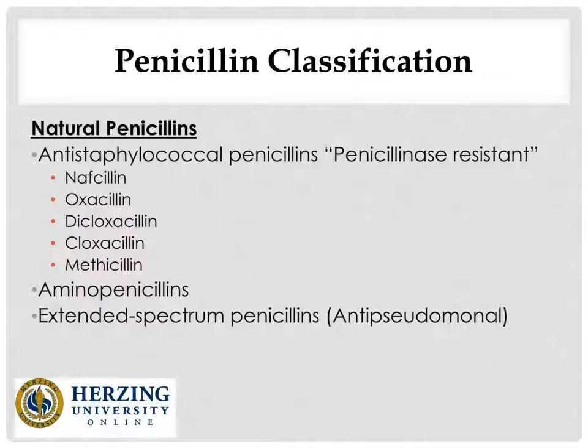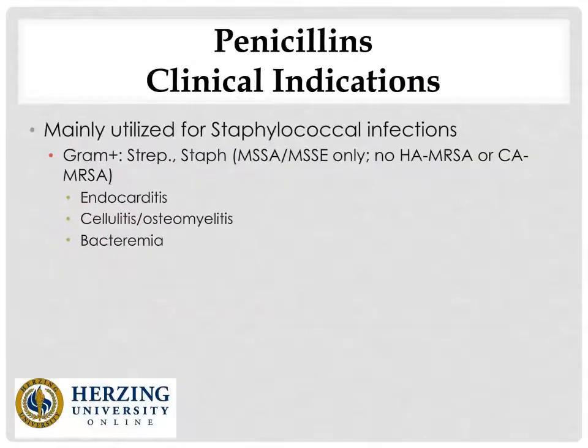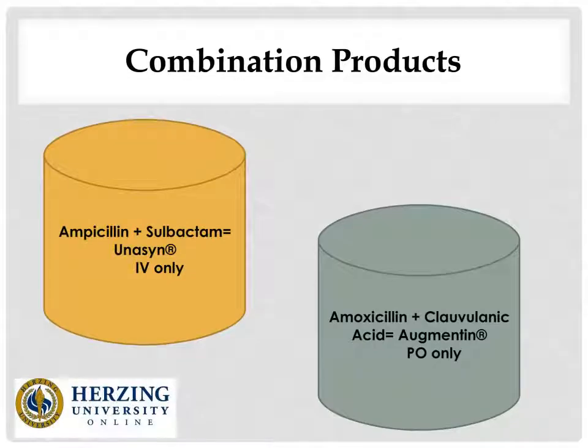So the classification of the penicillins: the anti-staphylococcal penicillins are nafcillin, oxacillin, dicloxacillin, and basically methicillin. These agents are basically the penicillinase resistant penicillins. They're used in beta-lactamase producing staphylococcal infections. The staphylococcal bacteria produce beta-lactamase, which breaks down the beta-lactam ring in the penicillins. They're mainly used for staphylococcal infections, gram-positive, and staphylococcal or MRSA, endocarditis, bacteremia, and cellulitis. You do find combination products such as ampicillin plus sulbactam and amoxicillin plus clavulanic acid.